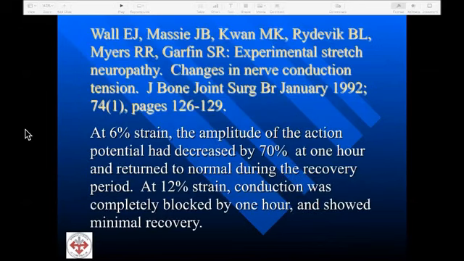Wall noted that stretch also changes the function of a nerve, and that at 6% strain, the amplitude of the action potential had decreased by 70% at 1 hour and returned to normal during the recovery period. So when we have alterations of spinal curves causing traction on the spinal cord as well as the nerve roots, what was described as adverse mechanical tension on the cord by several investigators, this too can interfere with nerve conduction.